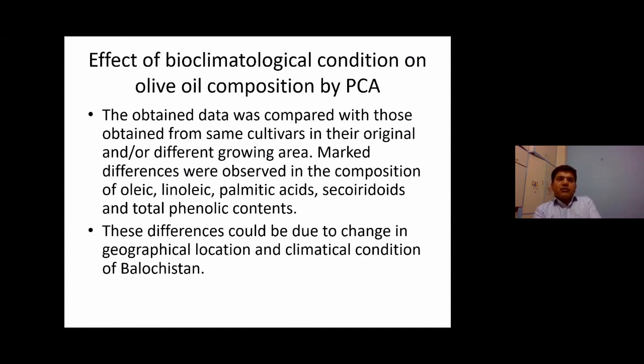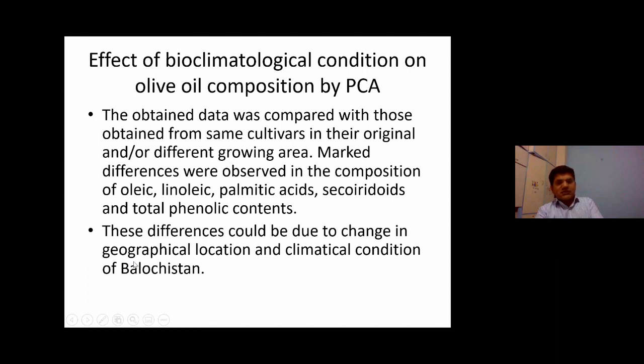For the effect of bioclimatological conditions on olive composition by principal component analysis, the data we obtained was compared with those obtained from the same cultivars in their original location or different growing areas. Marked differences were observed in the composition of oleic, linoleic, palmitic, saccharides, and the total phenolic contents. Compared with internationally published data, these differences could be due to the change in geographical location and climatic conditions of Balochistan.